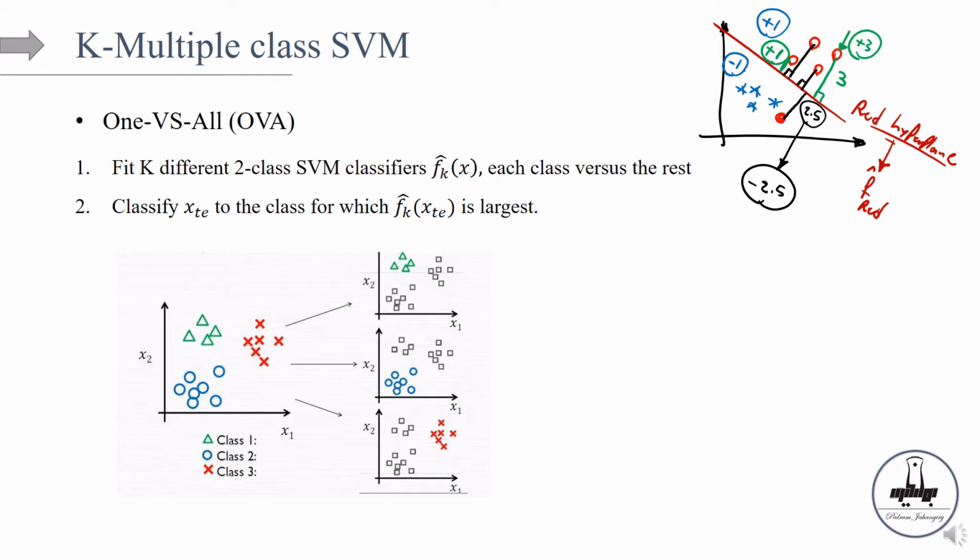So here is our question. Three classes: green triangle, blue circle, and red cross. Step number 1, we fit k different two-class SVM classifiers, right? So k here in this case is 3. We're going to fit 3 different two-class classification problems using SVM, and we're going to call them f hat k of x, each class versus the rest. So this is our step number one. We're going to say, okay, green versus everything else. Number two, blue versus everything else. And here, red versus everything else, right?